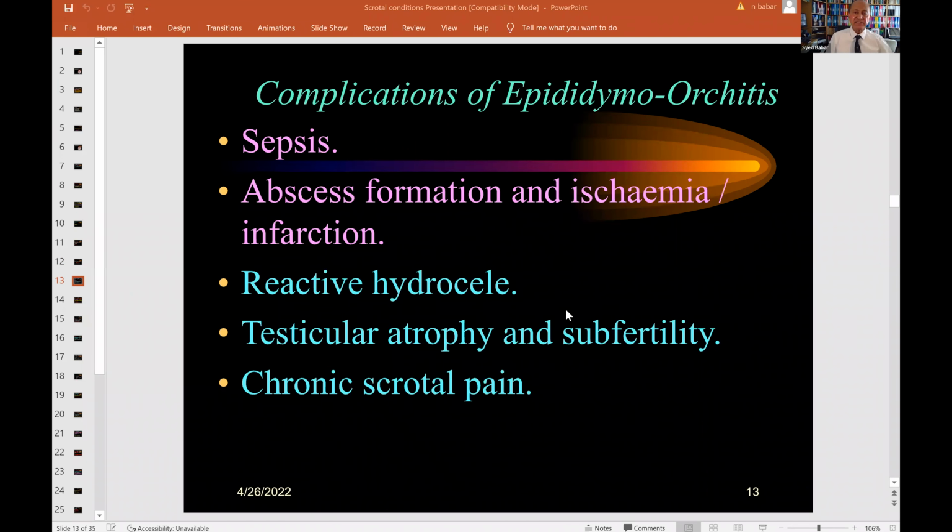So the complications of epididymo-orchitis, in an untreated state, can lead to sepsis, which is an emergency, local abscess formation and ischemia and infarction of the testicle. There could be reactive hydrocele of an inflammatory or infective nature. Untreated long-term conditions produce testicular atrophy and therefore subfertility. There may be development of chronic scrotal pain, which is a neuropathic pain.